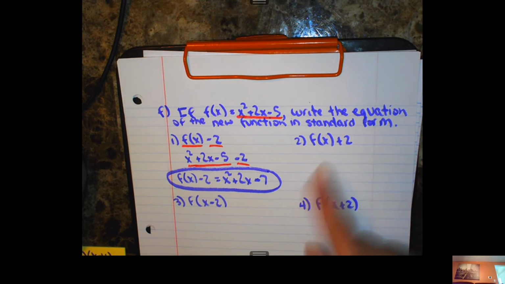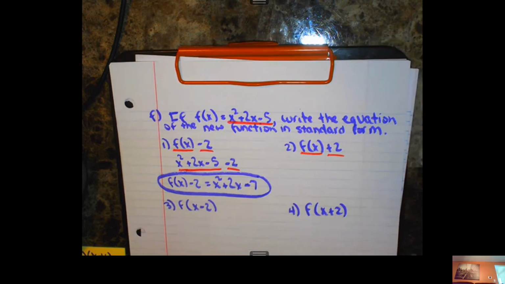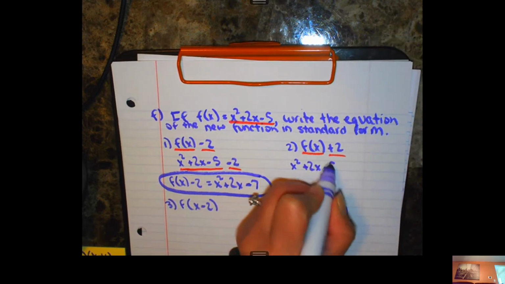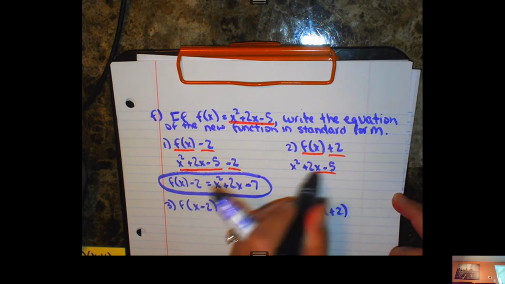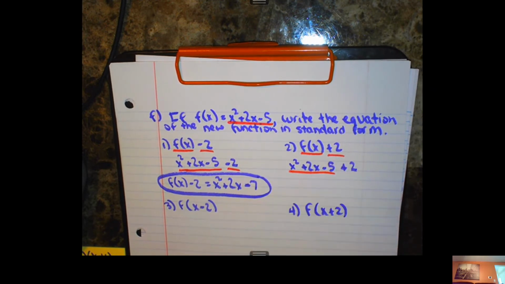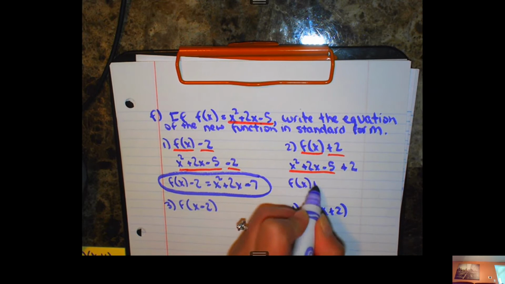Number 2, this time we want to take the f of x function, but then add 2 at the end. So we're going to bring down our x squared plus 2x minus 5. That's our f of x function. And then the directions say to add 2 at the end. The last step is just to simplify. So I'm going to rewrite the beginning. So f of x plus 2.